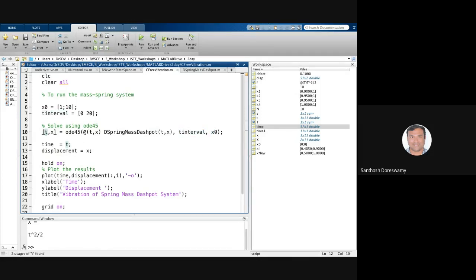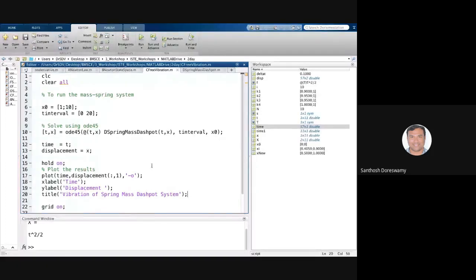Whatever t you get from ODE45 is the time, and whatever you get here for x is an n cross 2 column vector, where the first column of x will represent the displacement values and the second column will represent the velocity values. Once you get this time and displacement, you can plot them and see how it varies. So this is a plot of time versus displacement of a vibrating spring mass dashpot system.